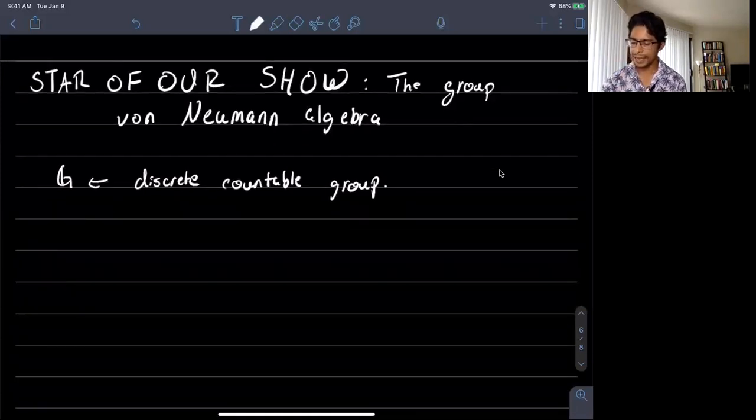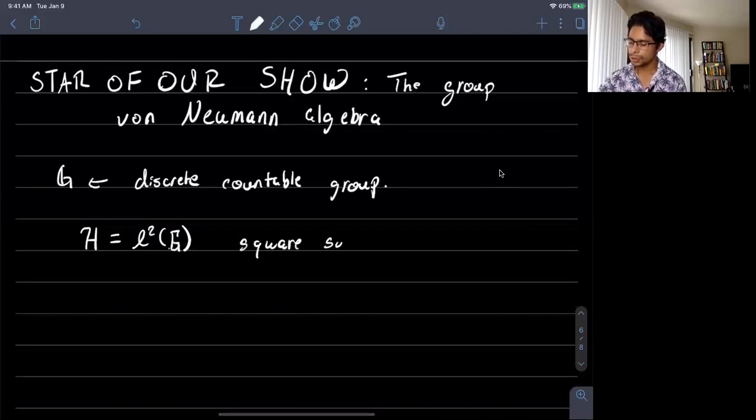Since this is a discrete countable group, I can build a separable Hilbert space out of that. And for now, we'll focus our attention on L2 of G, oh, sorry, old habits, L2 of G, i.e. the square summable sequences indexed by G.